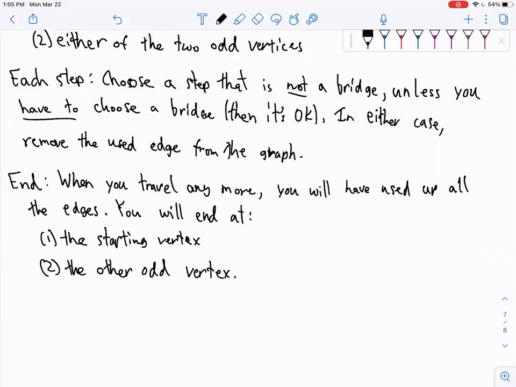Okay, we will do examples next time, and then we will look at different kinds of circuits as well. We're going to move on to the next chapter next time.